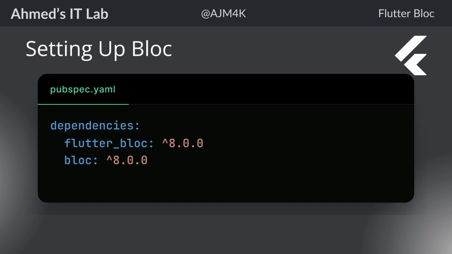Setting up a Bloc in your Flutter project, you will need to add two dependencies to your pubspec.yaml: bloc and flutter_bloc. Once that's done, run flutter pub get to install the packages.